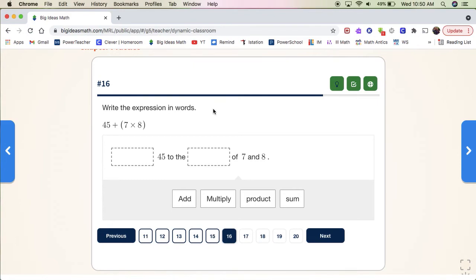We're going to write this expression in words. We have 45 plus 7 times 8. So what do we do to the 45? Well, we add 45 to the what of 7 and 8. It's not the multiply of 7 and 8. It's the product of 7 and 8. So we add 45 to whatever we get, the answer we get when we multiply 7 times 8.